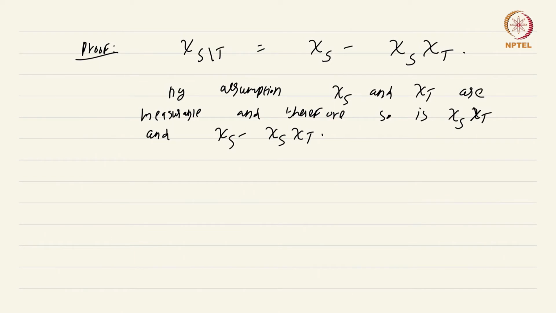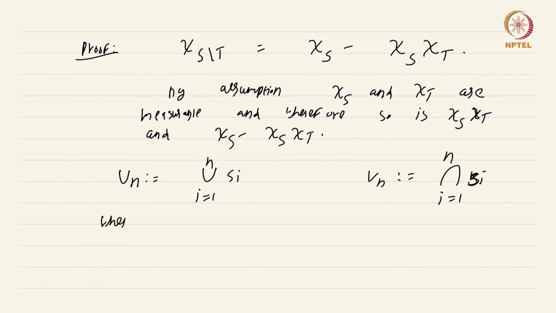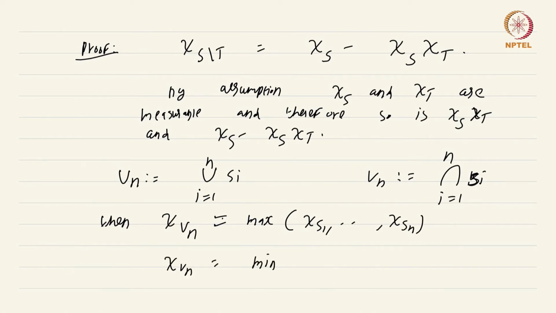Now coming to the union and intersection, that's actually easier than this. Notice that if you define Un to be just the union i equals 1 to n of Si and Vn to be by definition the intersection i equals 1 to n of Si, then chi of Un is nothing but the max of chi S1 to chi Sn, and chi of Vn is nothing but the minimum of chi of S1 to chi of Sn.